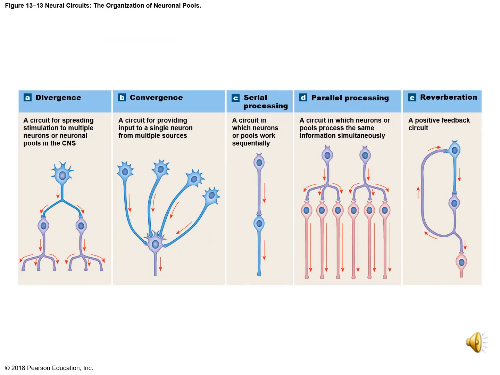Okay, the human body has many, many neurons, and they have to be organized somehow functionally. We have 10 million sensory neurons that are going to carry information to the central nervous system.